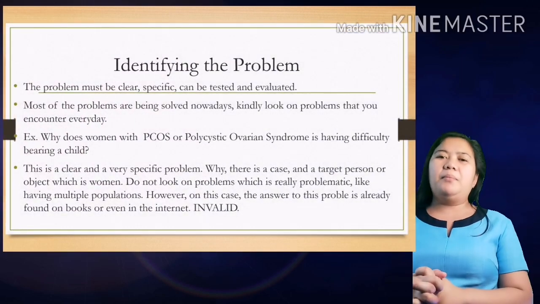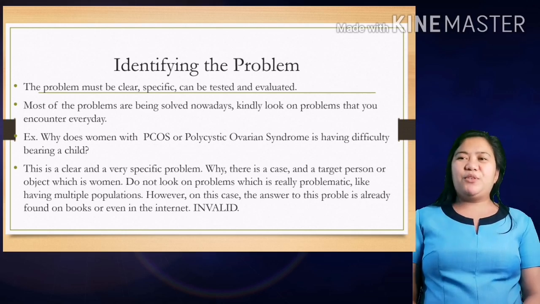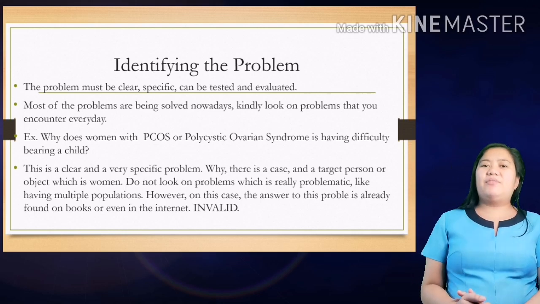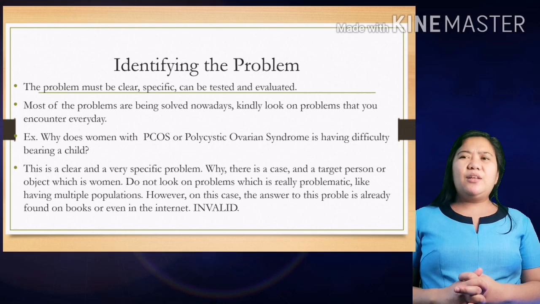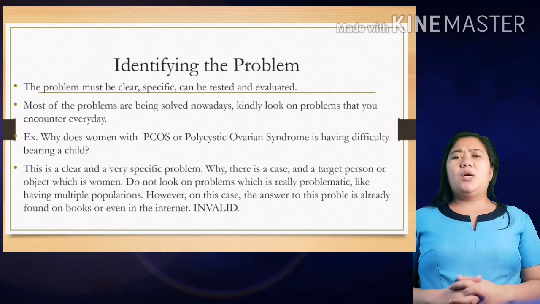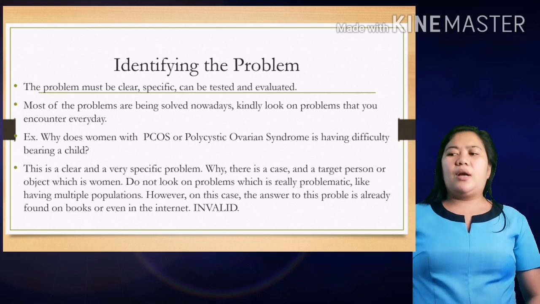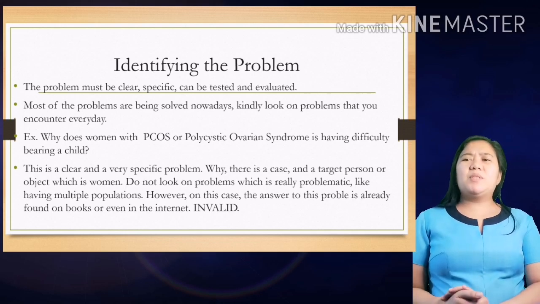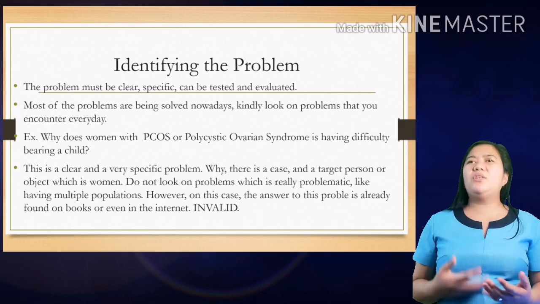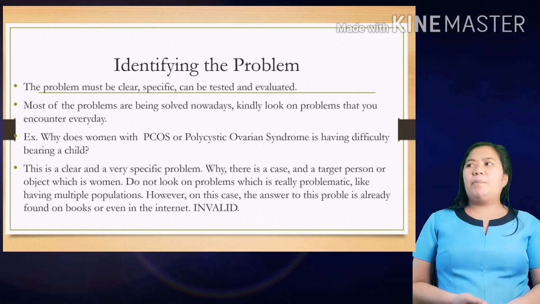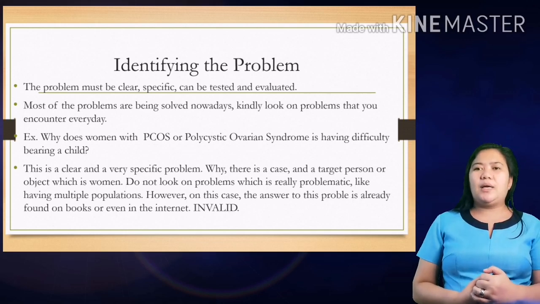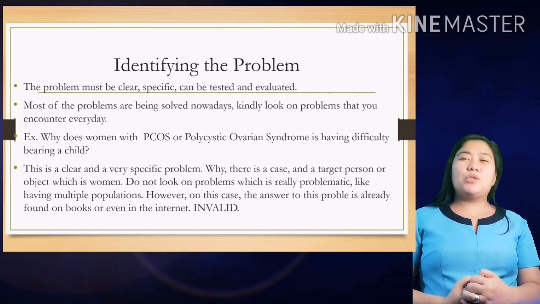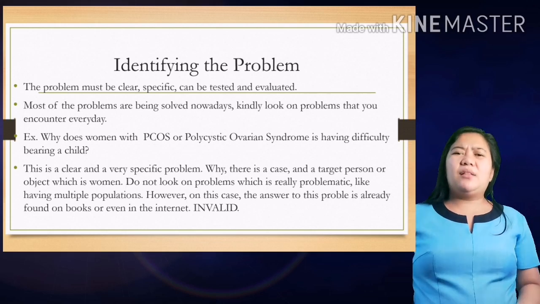Firstly, in identifying the problem, it must be clear, specific, and can be tested and evaluated. Those are the things that you need to remember when you are trying to identify or research a particular problem that you observed in your surroundings. Most of the problems nowadays are being solved with the type of technology and scientific advancements that we have. Most of the problems right now are easy to solve and innovate, no?